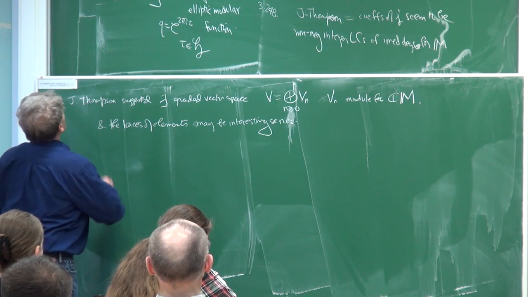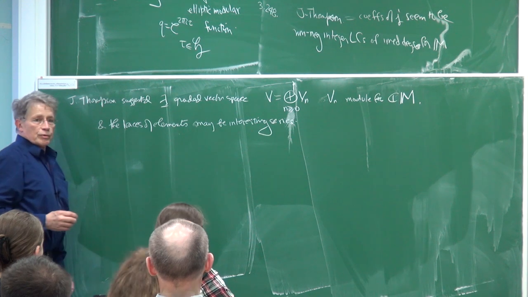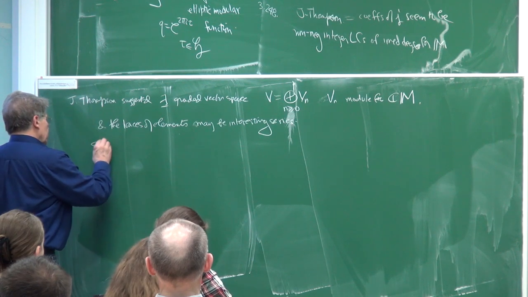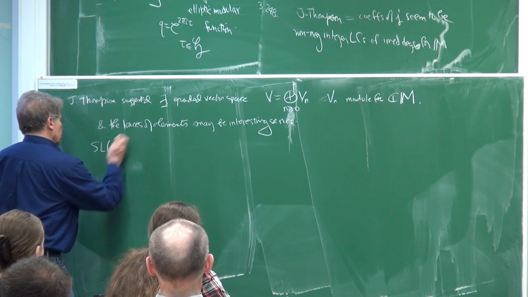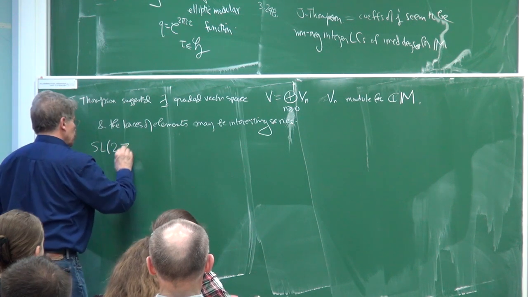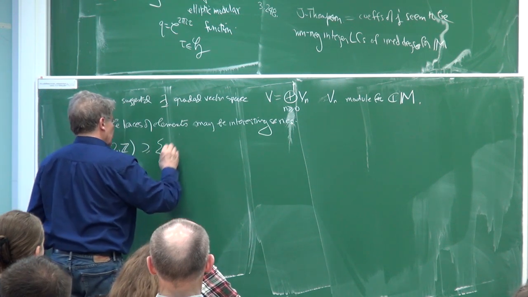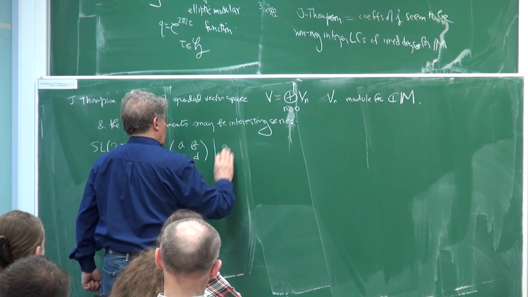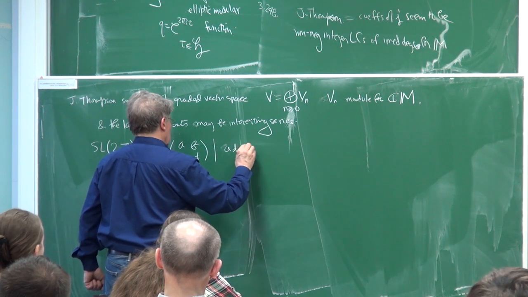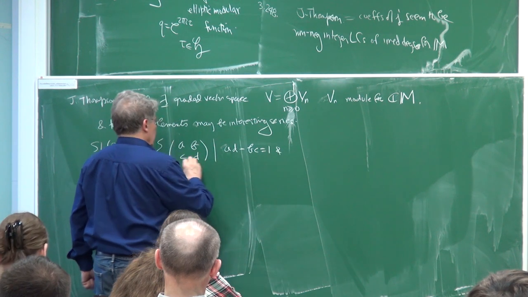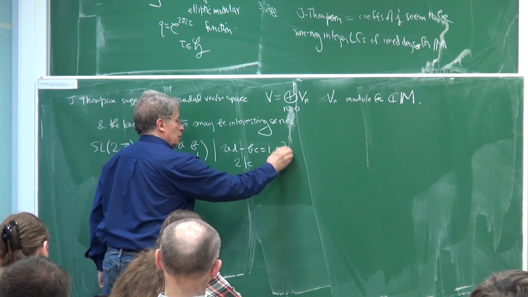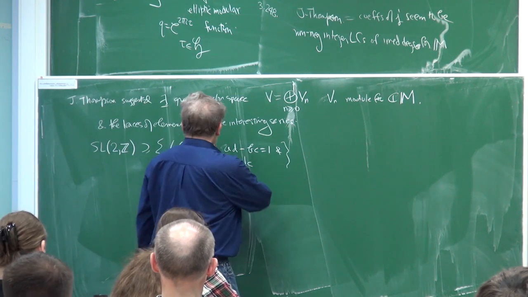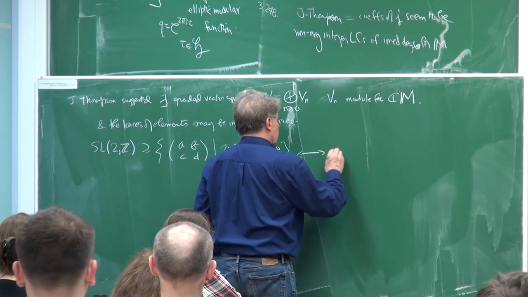And Conway and Norton found that this was really true in an extremely detailed manner. So if we take SL2Z, this contains the set of matrices A, B, C, D such that the determinant is 1. And then you make 2 divide C. That's a group. It's another discrete group, and this corresponds to a series.